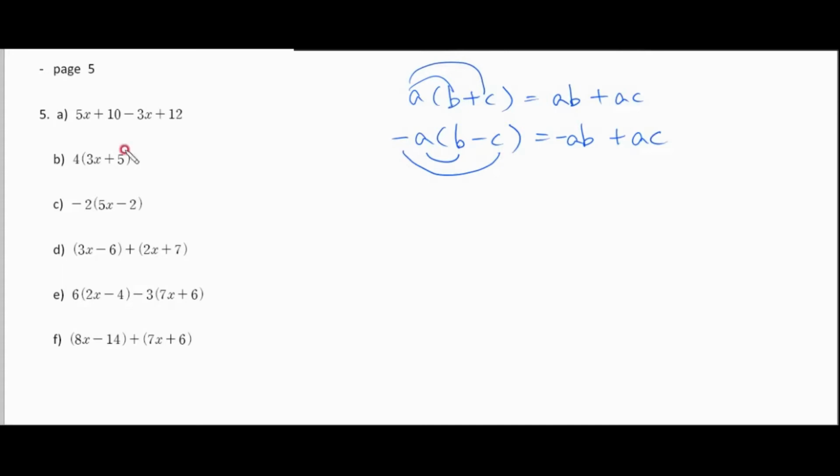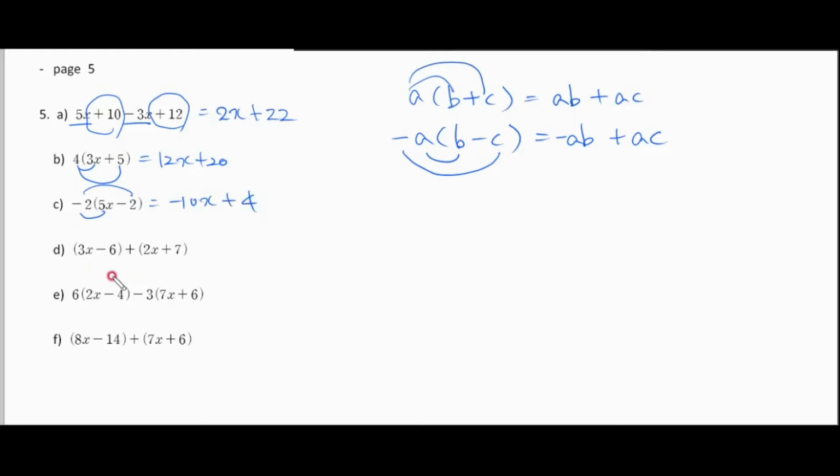So x with the x and number with the numbers right here. 5x minus 3x, then it will be 2x. And right here is positive 10, positive 12, then it will be positive 22. And the second one is just one in the front and one in the back, so it will be 12x plus 20. And the third one, here's the minus. One in the front, minus 10x, and one in the back, it will be minus and positive 4.